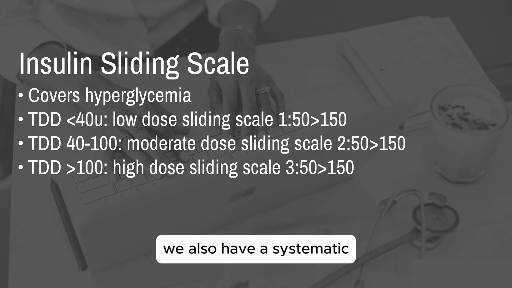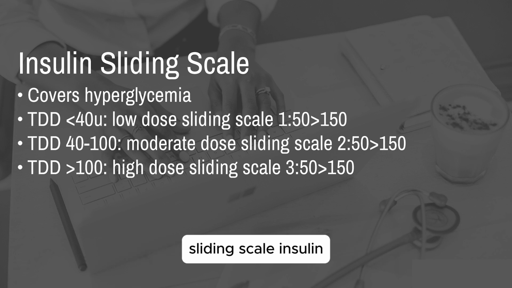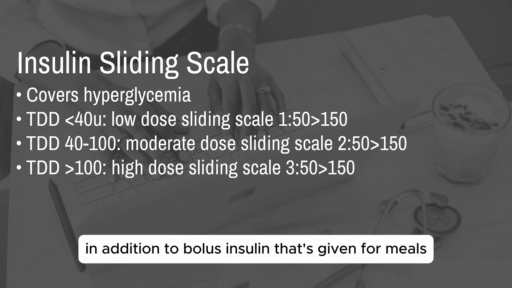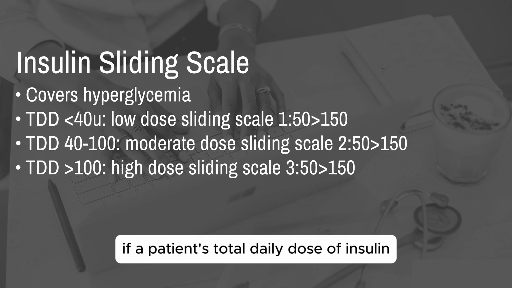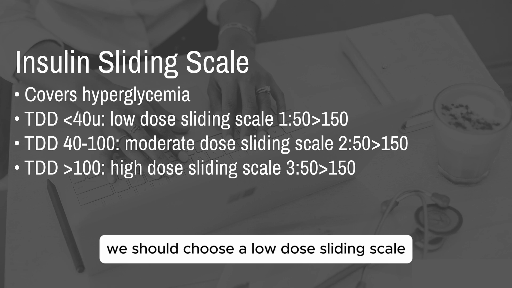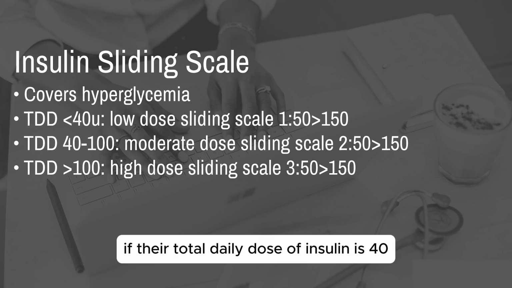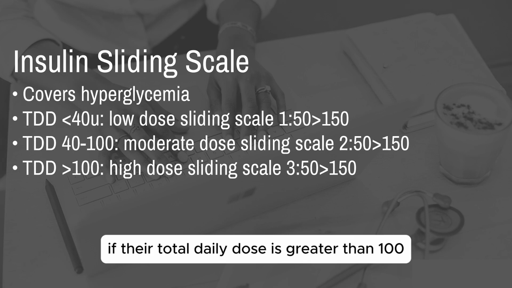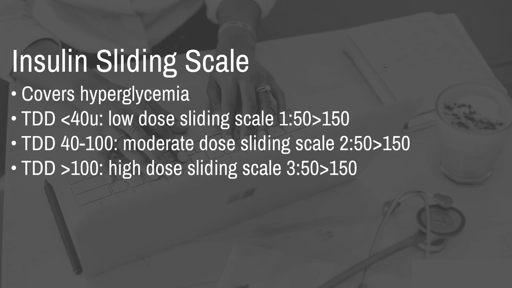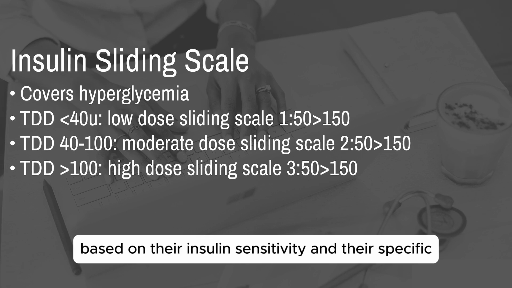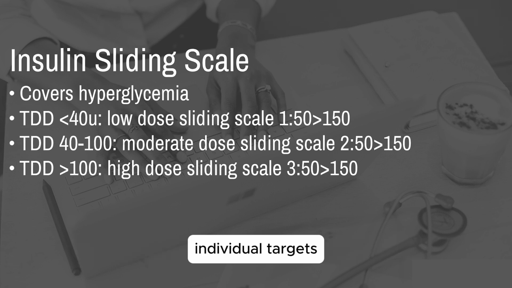We also have a systematic approach to choosing our patient's insulin sliding scale. Insulin sliding scale should be used to cover hyperglycemia in addition to bolus insulin that's given for meals. If a patient's total daily dose of insulin is less than 40 units per day, we should choose a low-dose sliding scale. If their total daily dose of insulin is 40 to 100 units of insulin, we should choose a moderate dose sliding scale. If their total daily dose is greater than 100, we should choose a high-dose sliding scale. Each patient's sliding scale should be tailored for them individually, based on their insulin sensitivity and their specific individual targets.